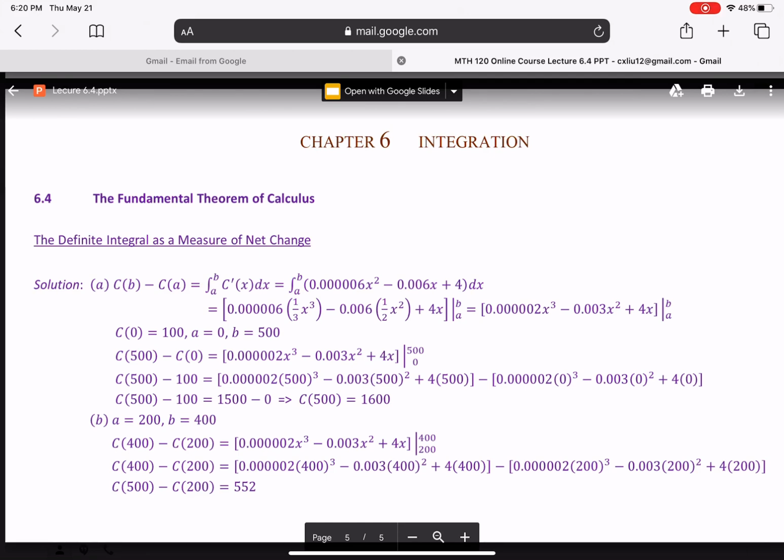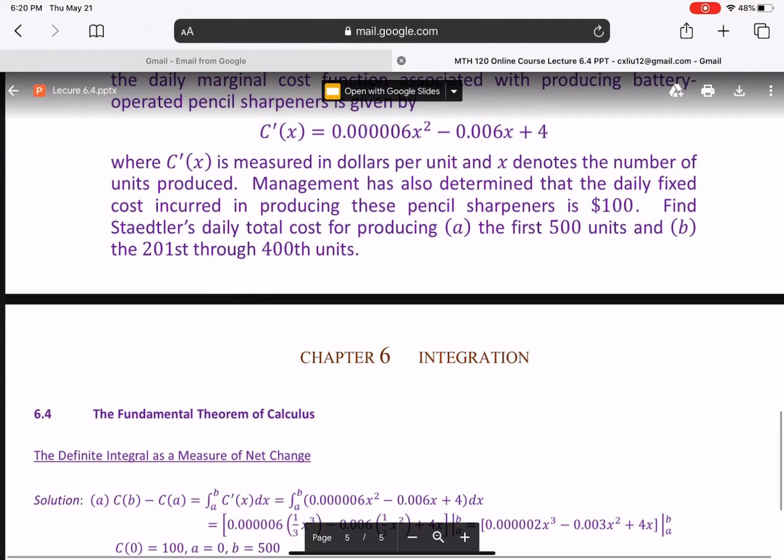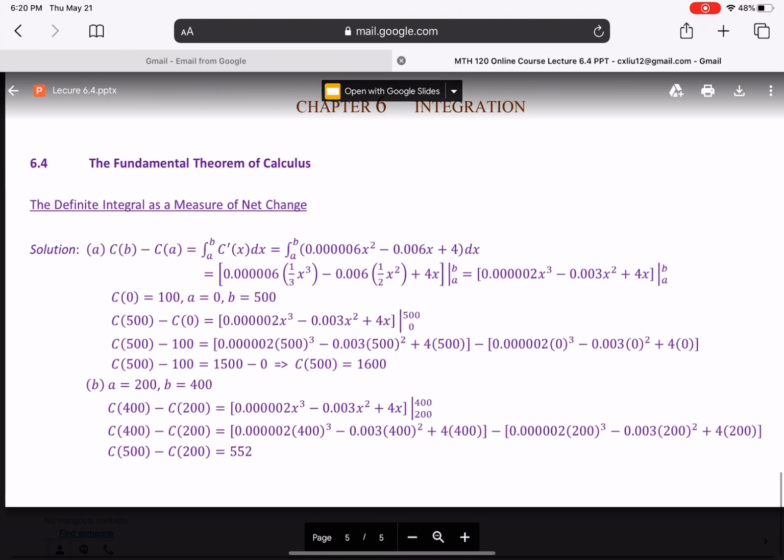So that's part A. Part B, we need to find the State's daily total cost for producing the 200th through 400th units. So we can calculate the first 200 units total cost and the first 400 units total cost and subtract them. So just plug in a equal to 200, b equals 400 and subtract the total cost.